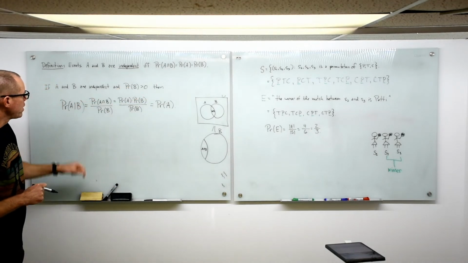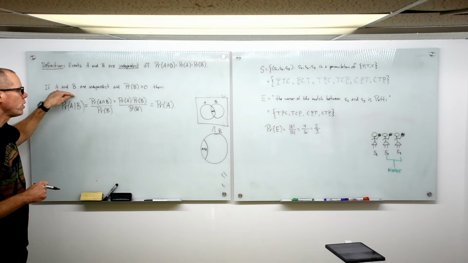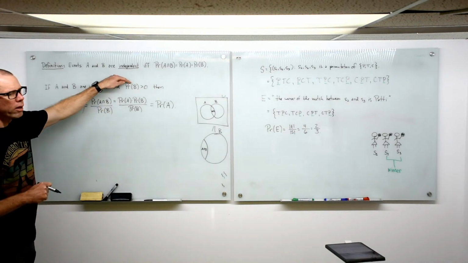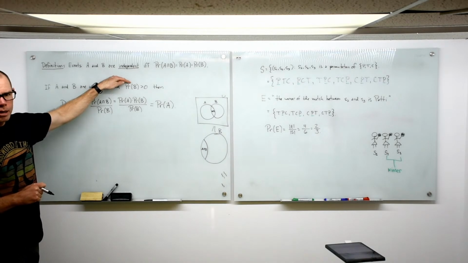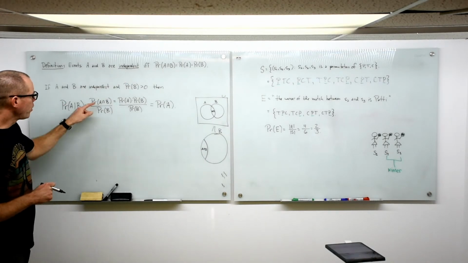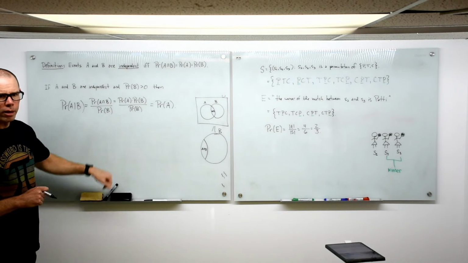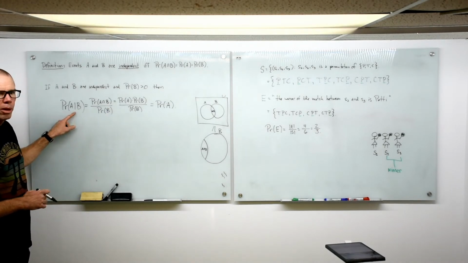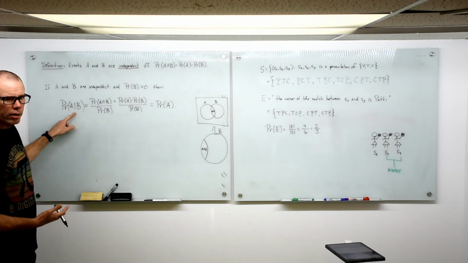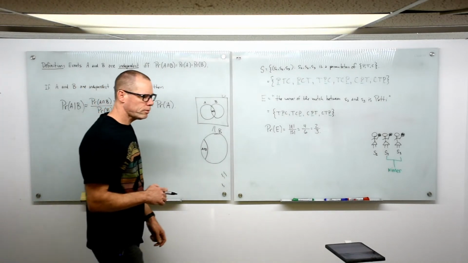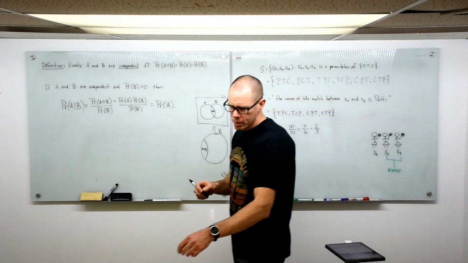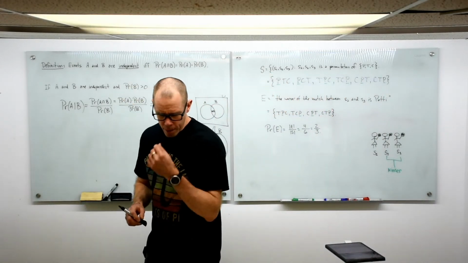And why is this? Why don't we just use this as the definition? Well, we don't use this as the definition because it doesn't work if the probability of B is equal to 0, because then we would be dividing by 0 here. In fact, if the probability of B equals 0, then the probability of A given B is not defined. All right, so that's the definition.